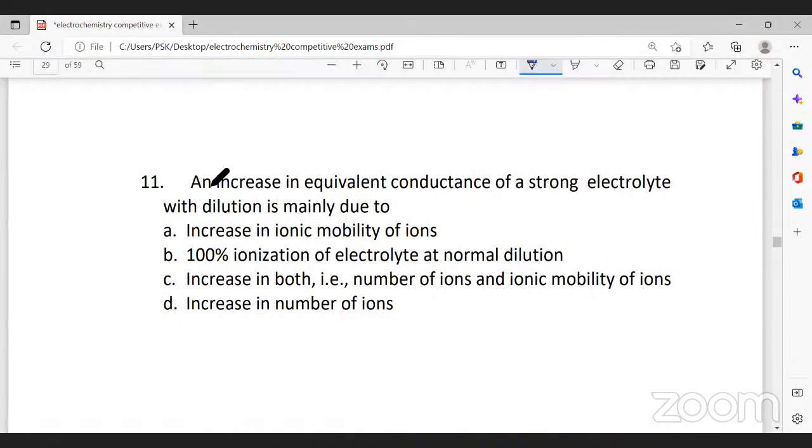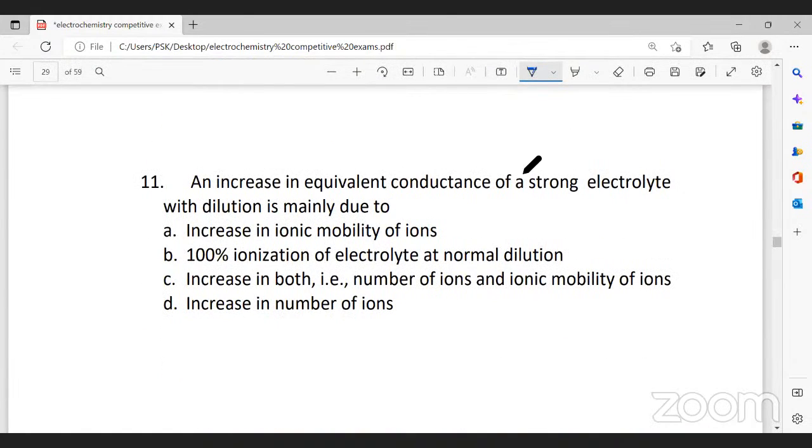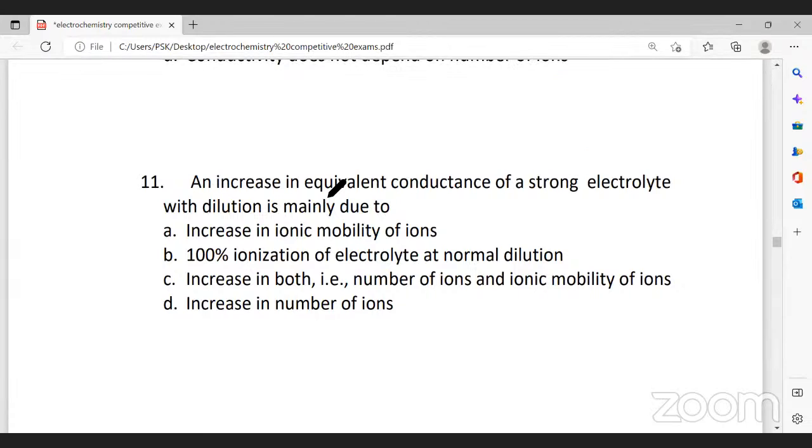An increase in equivalent conductance of a strong electrolyte with dilution is mainly due to. See, a strong electrolyte is already dissociated. But on dilution, still the conductivity increases. Why are they asking? Conductivity is not only about the number of ions, but other factors, like the mobility of the ions, also matter.